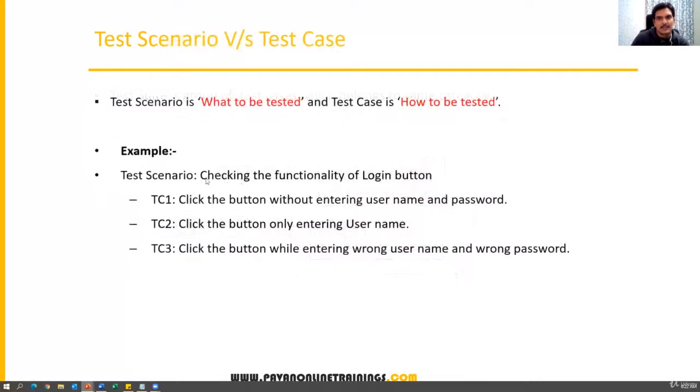Checking the functionality of the login button. That is a test scenario. And what are the test cases for that? Test case one: click the button without entering username and password. Click the button only entering the username. Click the button while entering wrong username and wrong password. So these are the different test cases we can write for one test scenario. This is a small example of test scenario versus test cases.